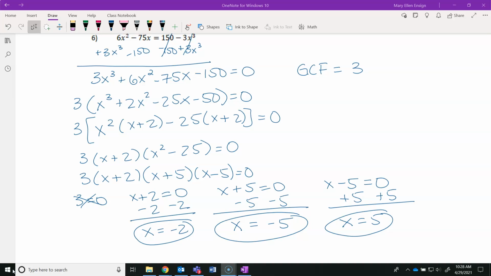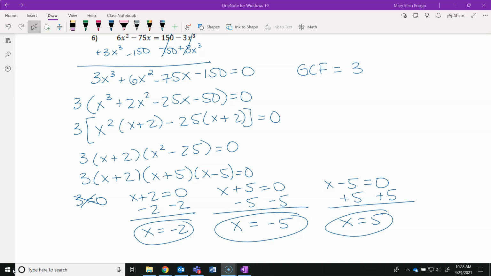Hopefully you noticed that difference of perfect squares. So I get 3 times x plus 2 times x plus 5 times x minus 5. So one of those factors, or any of those factors, could be 0, but not 3, right? So x plus 2, x plus 5, x minus 5. It makes sense anyway, because it's x to the third.